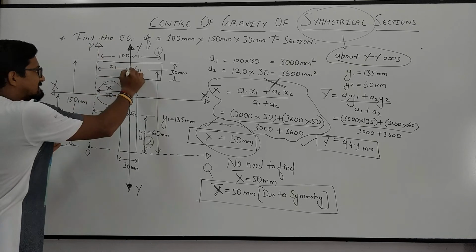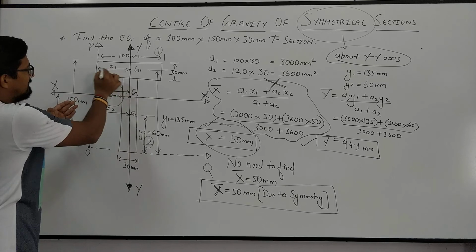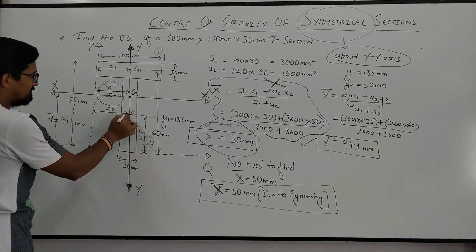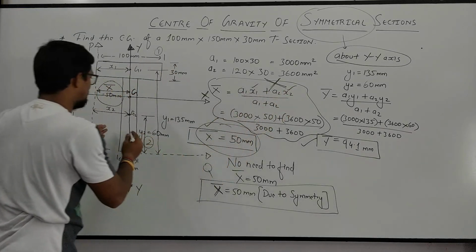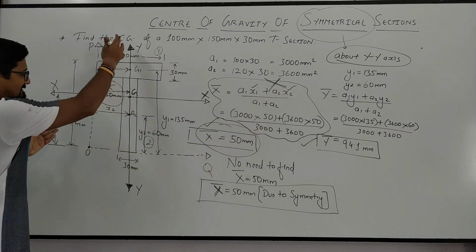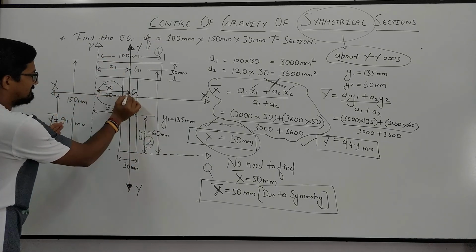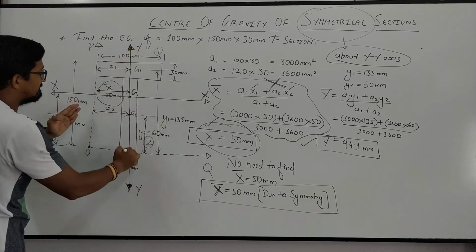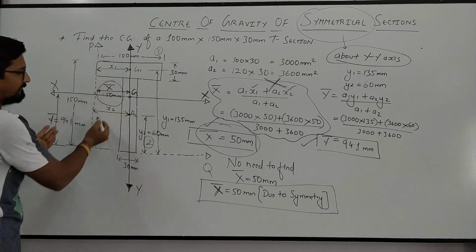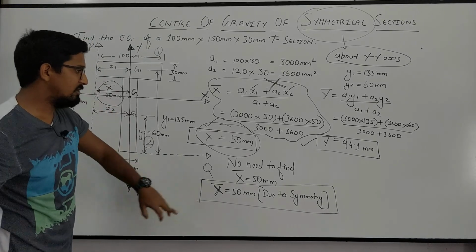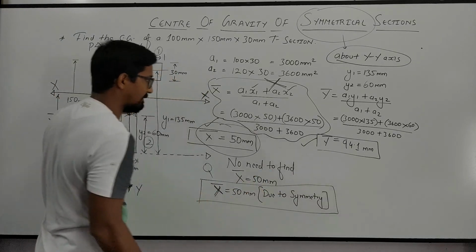That's why this CG and this CG are coinciding, and the x1 and x2 values are equal. That's why our x bar is coming out to be exactly at the center, which is 50 mm. From this reference axis, the distance of the CG from the reference axis OP is 50 mm. So this step you can skip in the final exam, and directly you can write x bar is equal to 50 mm due to symmetry.